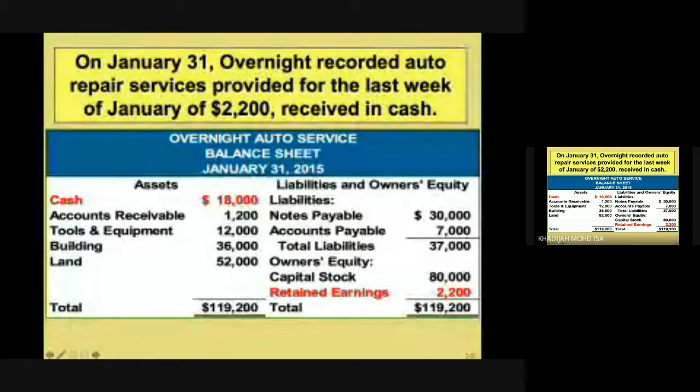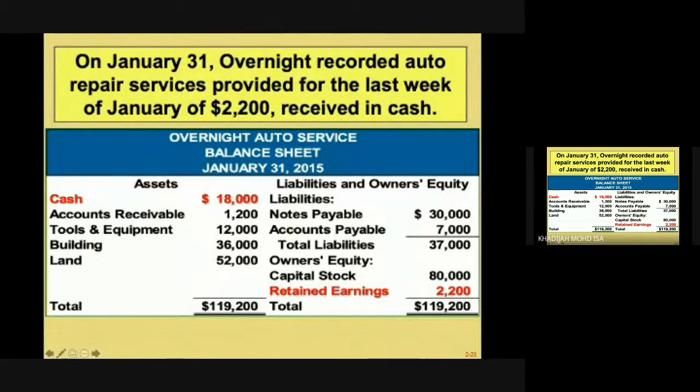All right, in this case, overnight recorded auto repair. So the company recorded auto repair services provided for the last week amounting to 2,200. So remember, the company is providing services. So in this case, you are actually creating revenue. But as an introduction, the revenue is recorded as retained earnings immediately. So retained earnings means that this company didn't have anything else before. So we started with retained earnings of 2,200 in the form of revenue.